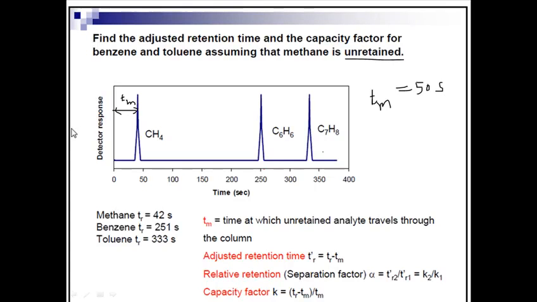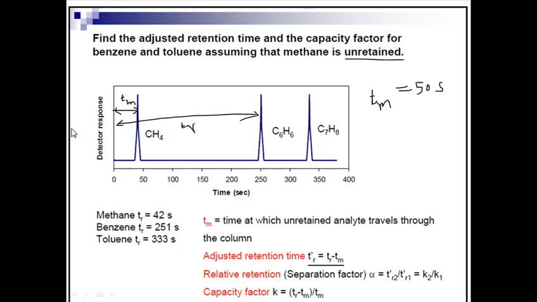Okay. And then we have to find the adjusted retention time. Remember what is adjusted retention time? It is the time distance between the retention time minus Tm. So it is T prime sub r, which is Tr minus Tm. So we have found the Tm. So what is the Tr for benzene? In this case, this is the Tr for benzene.